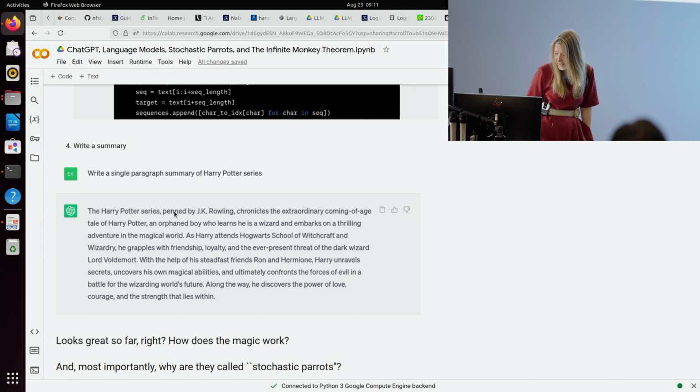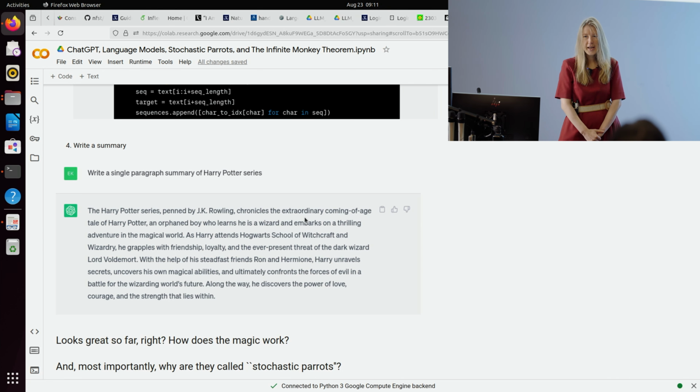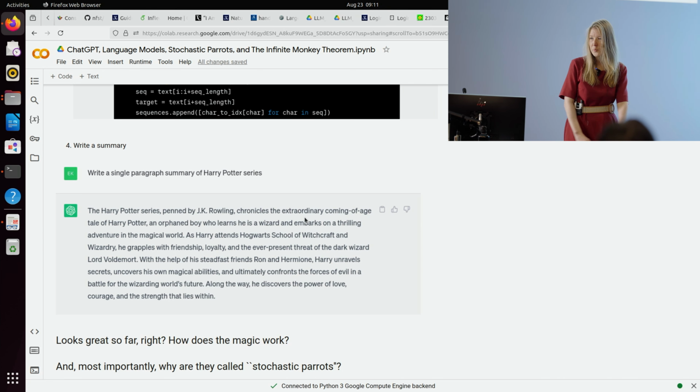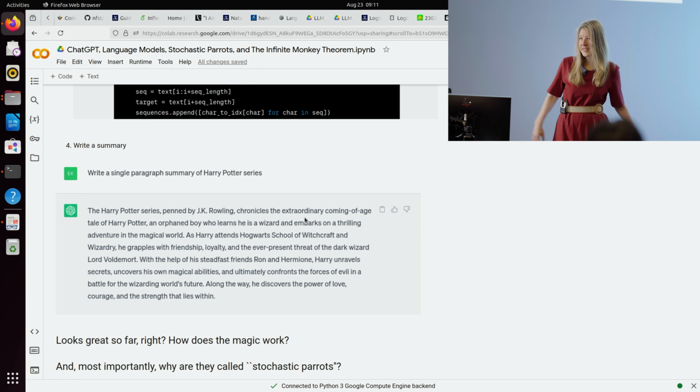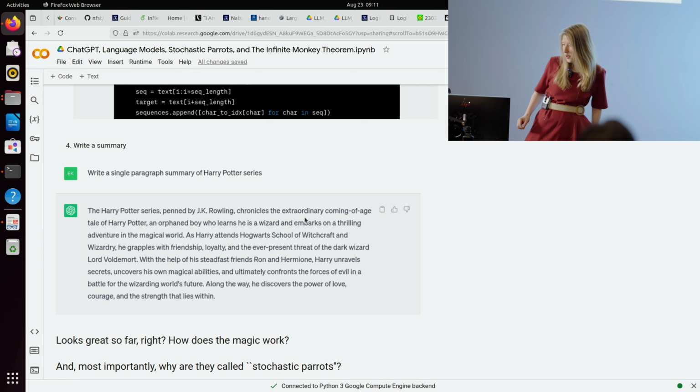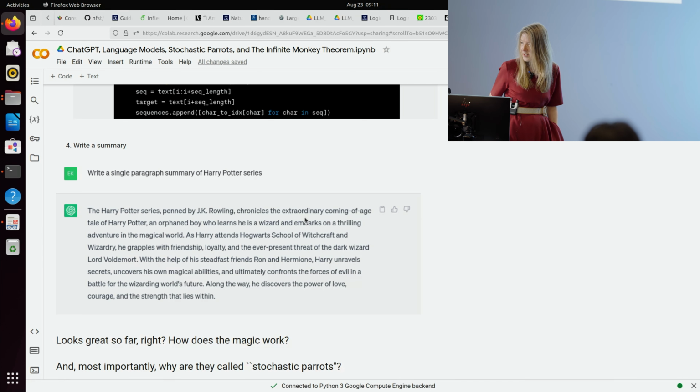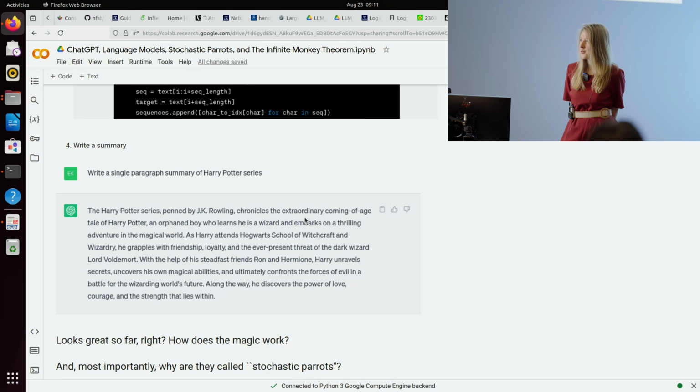Again, when you look at this text, you see that it's all fluent English, and it actually addresses the question that we are asking. And now your natural question would be, how does this work, right? Where's the magic? Indeed, many scientists, especially linguists, are very skeptical about the abilities of these models, and they coined the term stochastic parrots to refer to such models. So what does stochastic mean? Who knows?